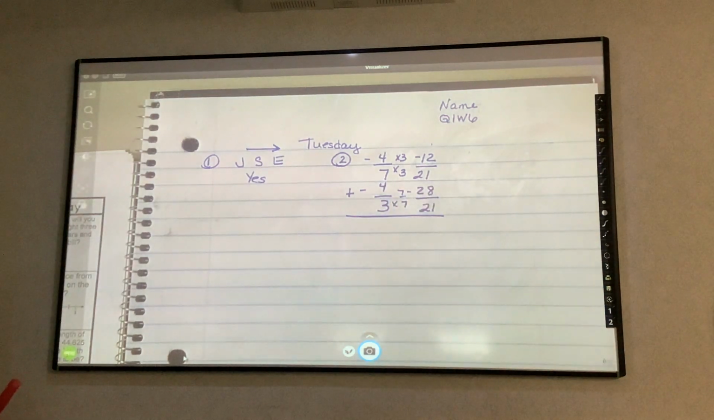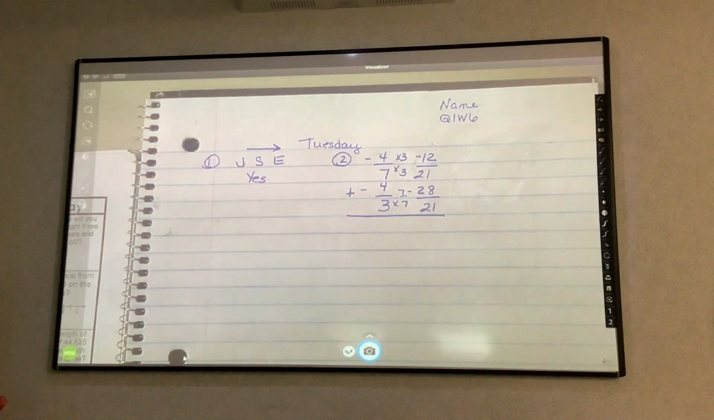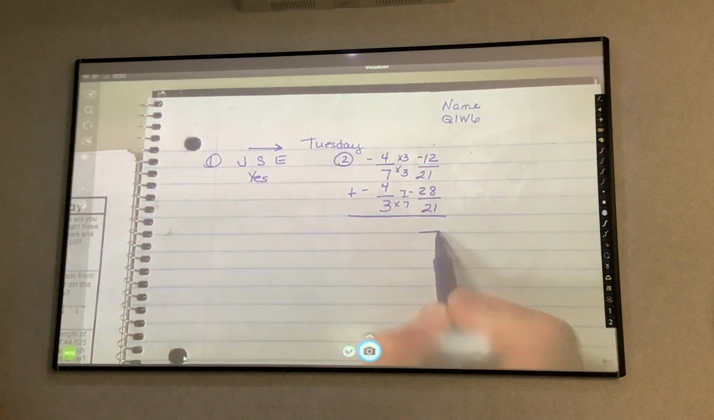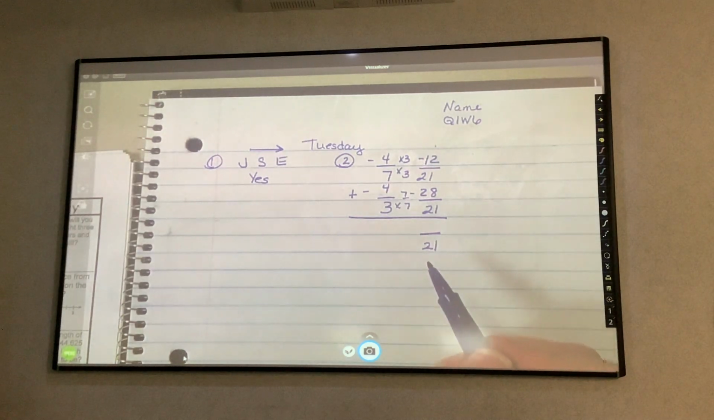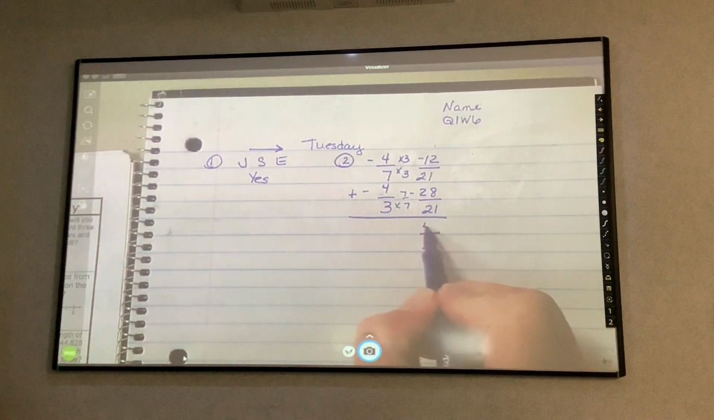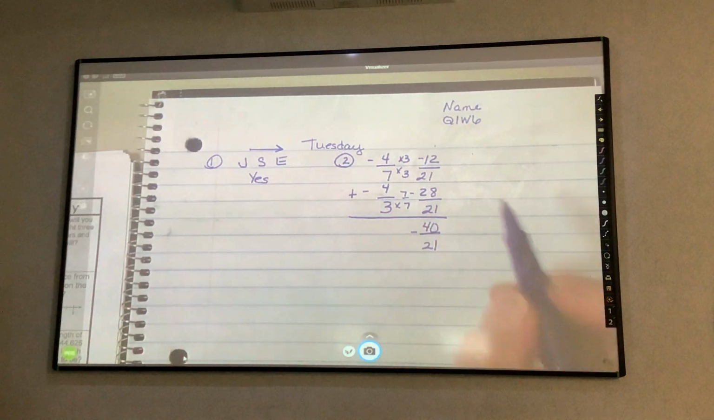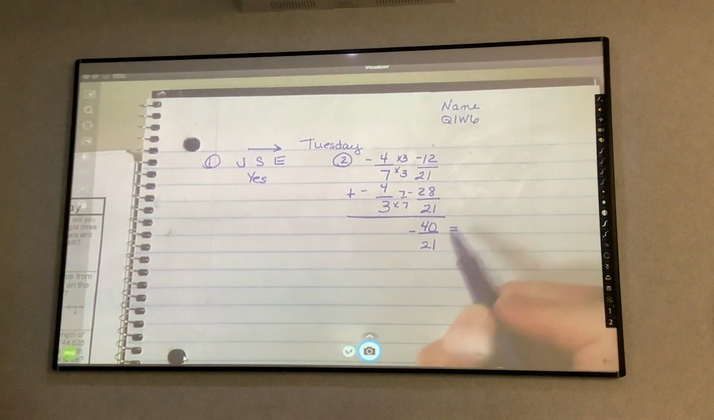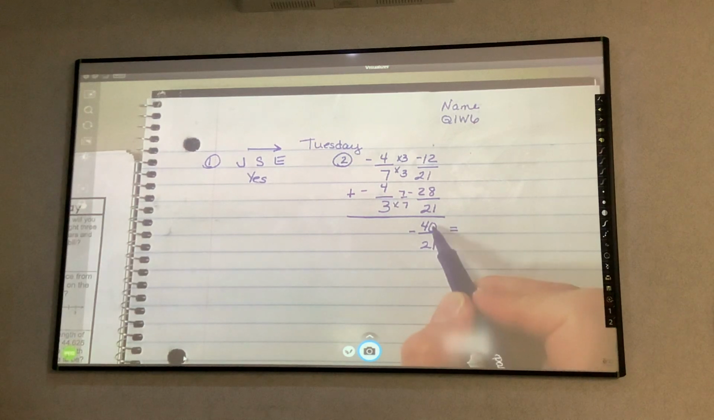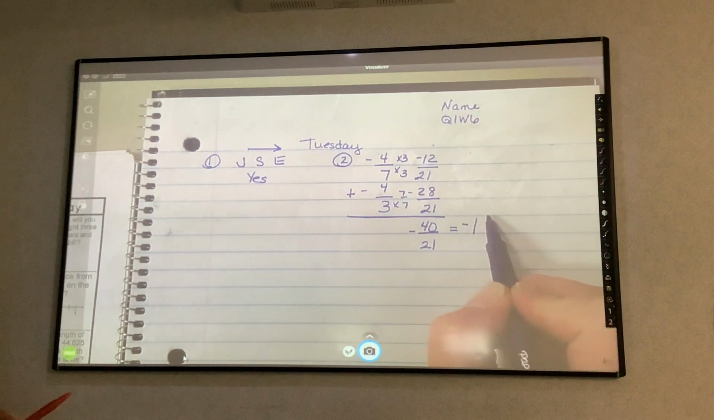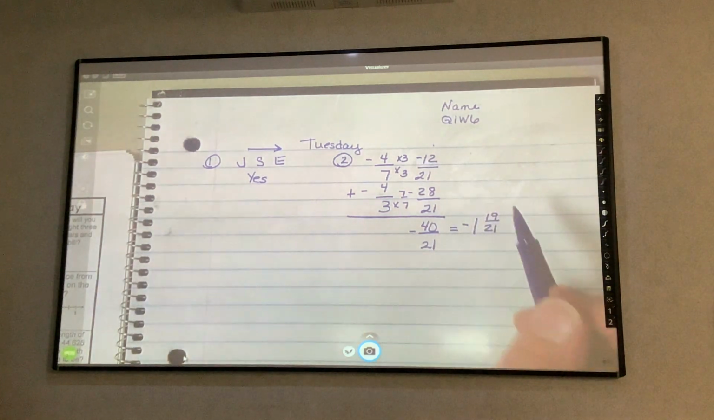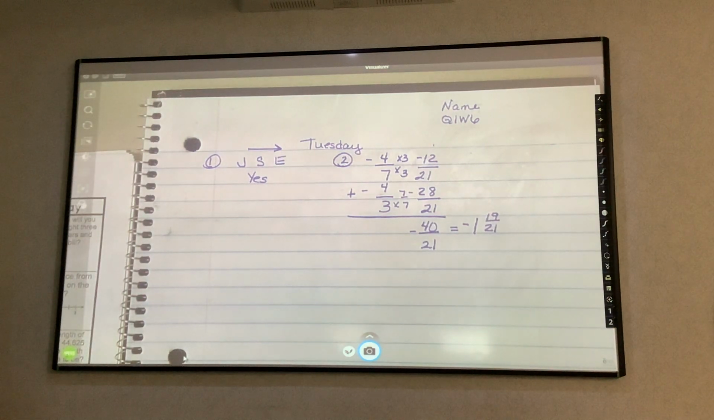If I'm adding fractions and they are both negatives, you just add and keep the sign, right? So my denominator is gonna stay 21. 28 plus 12 is 40, so I've got a negative 40 over 21. Then I need to make my improper fraction a mixed number. I take 40 divided by 21 and it goes in one time with 19 left over. So negative 1 and 19/21 is your final answer.